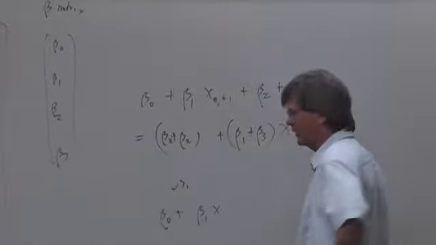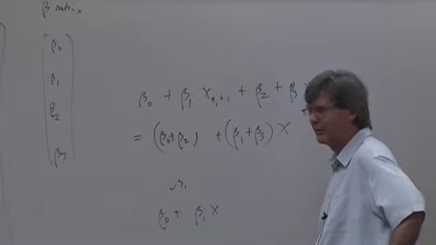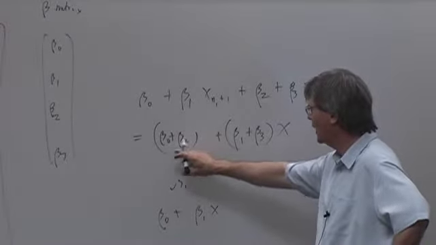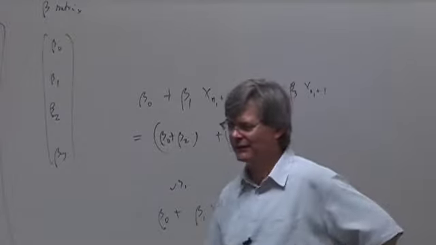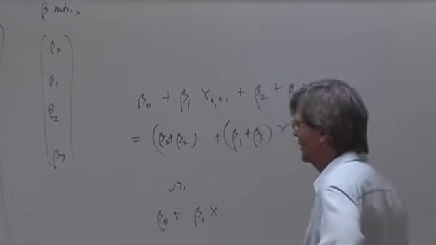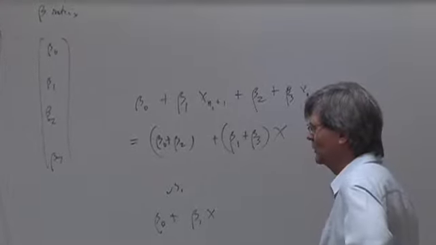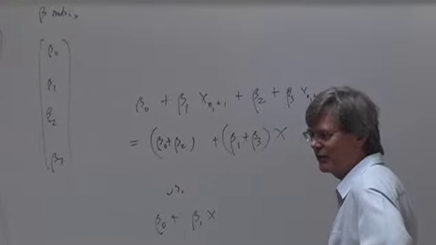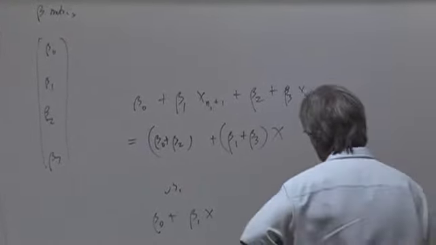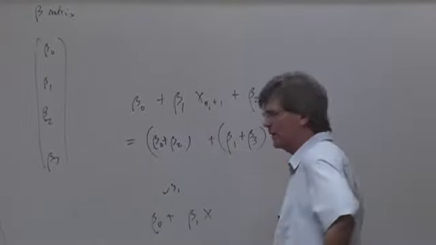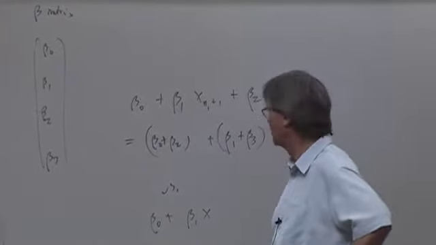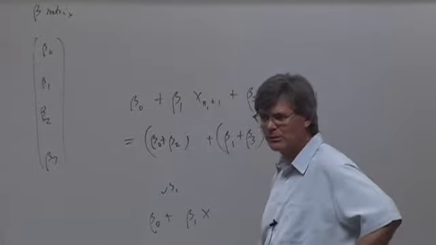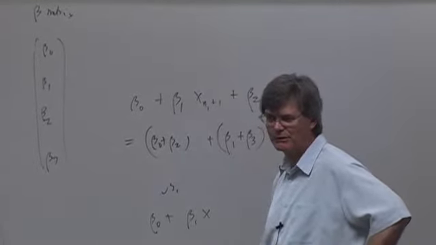So you see how the betas are. The beta 2 is the change in the intercept. The beta 3 is the change in the slope. So that makes it easy to test the hypothesis that the slopes are the same. To test the hypothesis that the slopes are the same, you just set beta 3 equal to 0. To test the hypothesis that both lines are the same, you just set both beta 2 and beta 3 equal to 0.